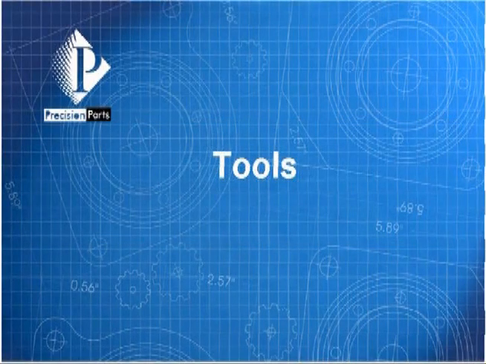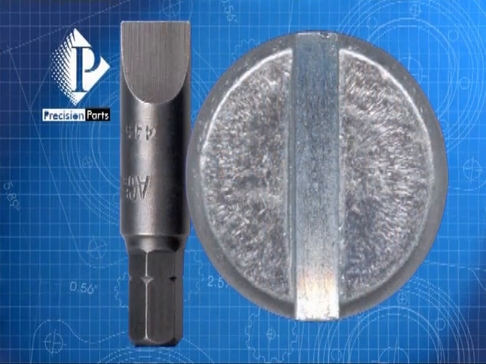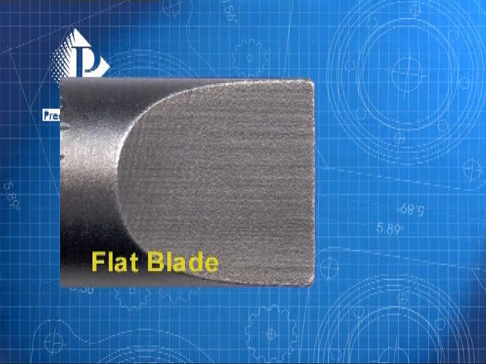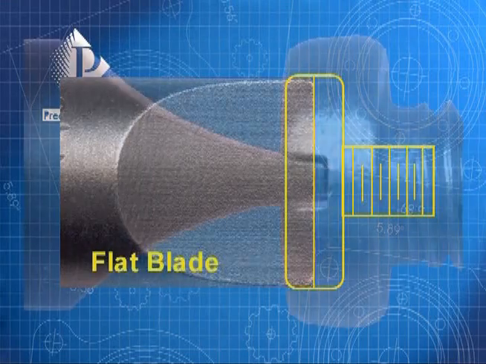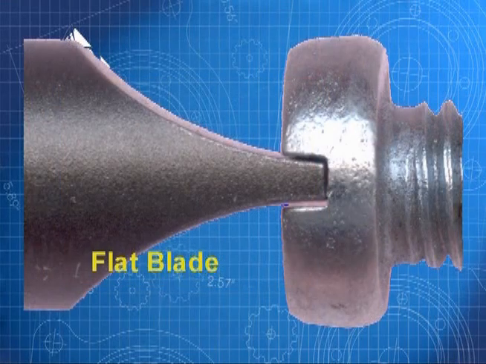Now, let's look at tools. The most basic tool available for installing a screw is the flat blade screwdriver, or bit. The blade is designed to fit completely within the screw head, as shown. The blade should completely fill the slot, allowing little to no movement.